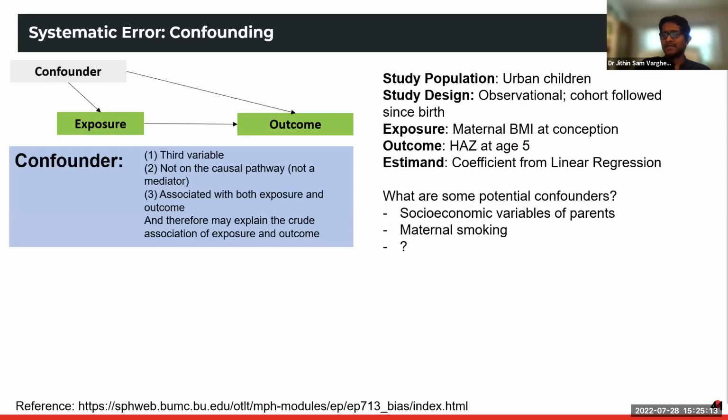Confounding is something which all of us are familiar with and we use almost daily. But I want to discuss this a bit further. So a confounder is a third variable, which is not on the causal pathway between the exposure and the outcome, and is associated with both the exposure and the outcome. And therefore, it may explain the crude association of the exposure and the outcome. So that means a confounder cannot be a mediator. So between maternal BMI, gestation, and height for age 5, it cannot be something like birth weight.